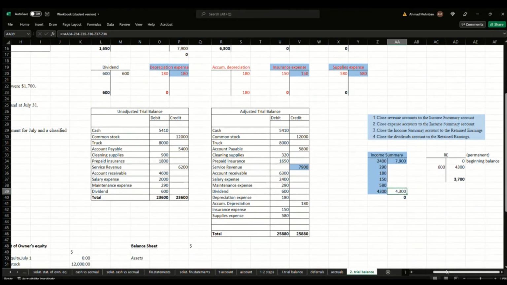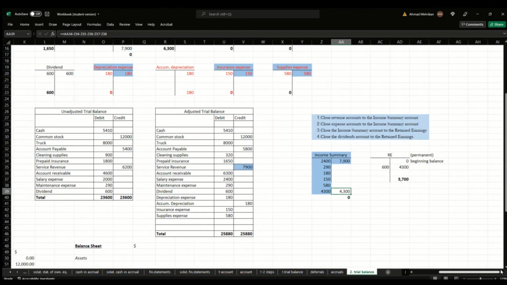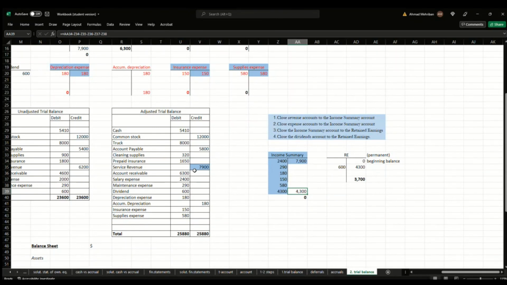Now, using this, the final step we should do is to prepare the post-closing trial balance. And the post-closing trial balance is super easy because we've already closed all of these accounts. Salary expense, maintenance expense, depreciation, dividend, insurance expense, supplies expense, and service revenue are all closed accounts. We've closed them in our previous step.